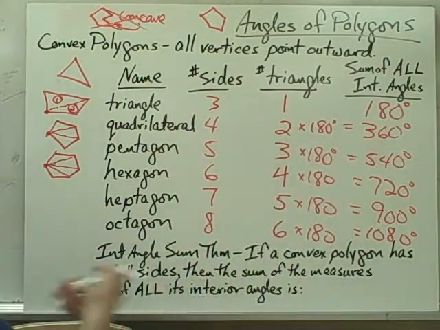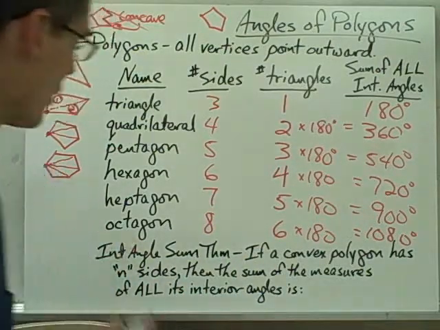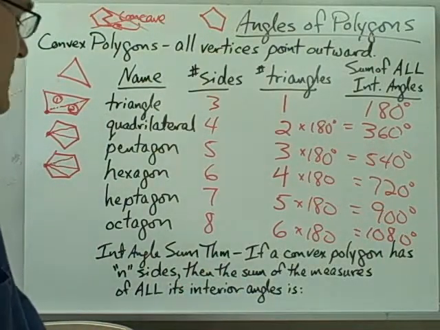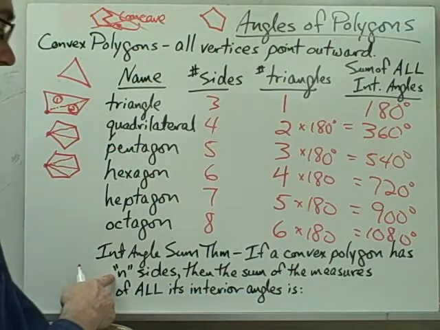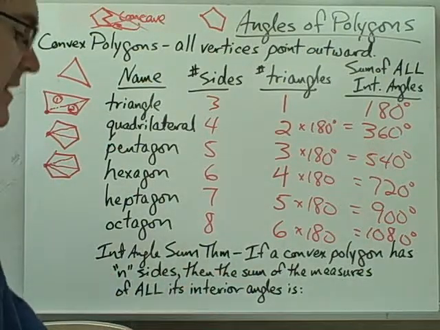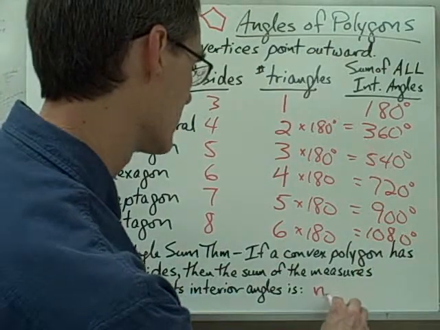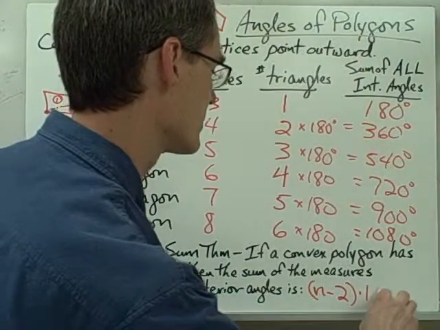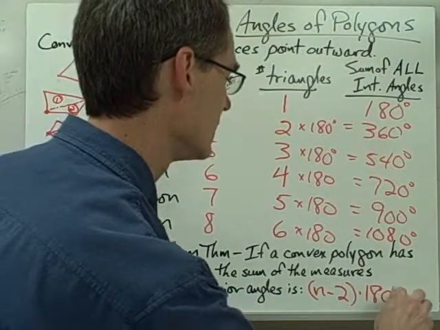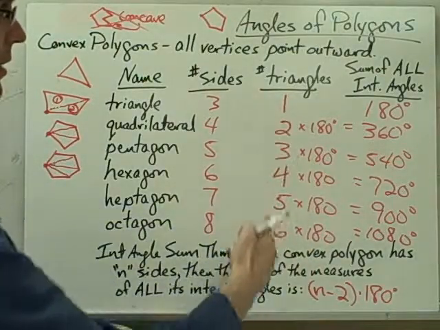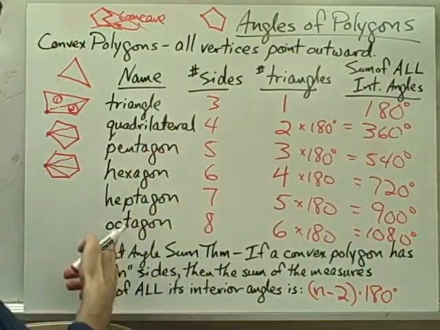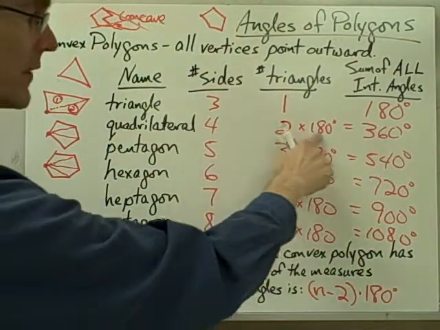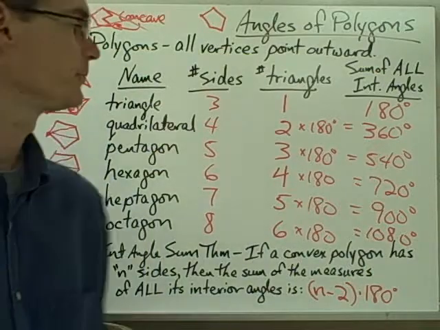So what we see here is kind of an illustration of what we're going to call the interior angle sum theorem. And the interior angle sum theorem just says if a convex polygon has n sides, then the sum of the measures of all of its interior angles is n minus 2 times 180 degrees. And that's what we see here. The sum of all the interior angles of each one of these convex polygons is just the number of sides in the polygon minus 2, and then you multiply that times 180 degrees.